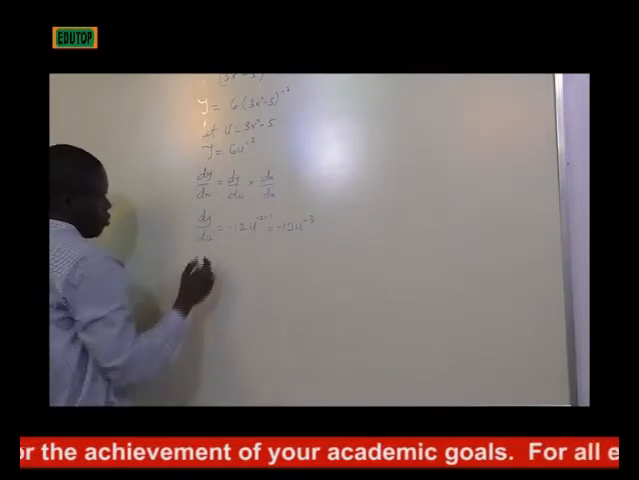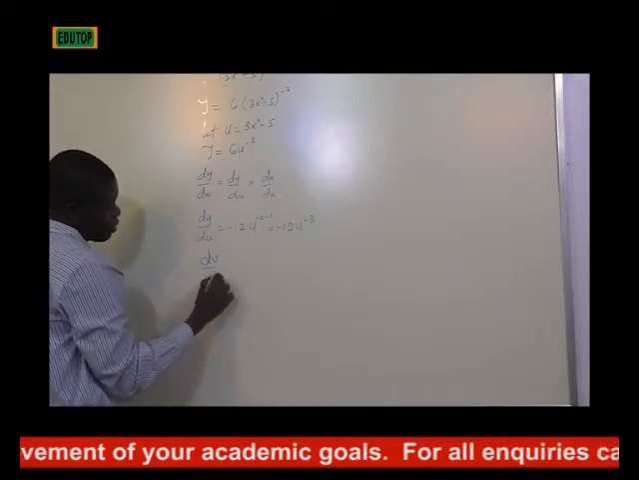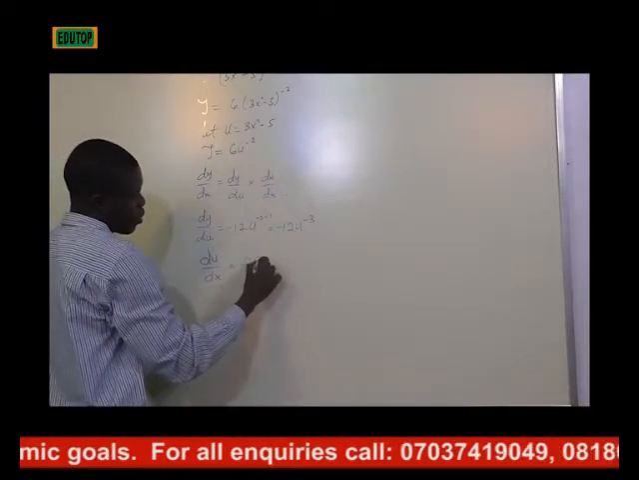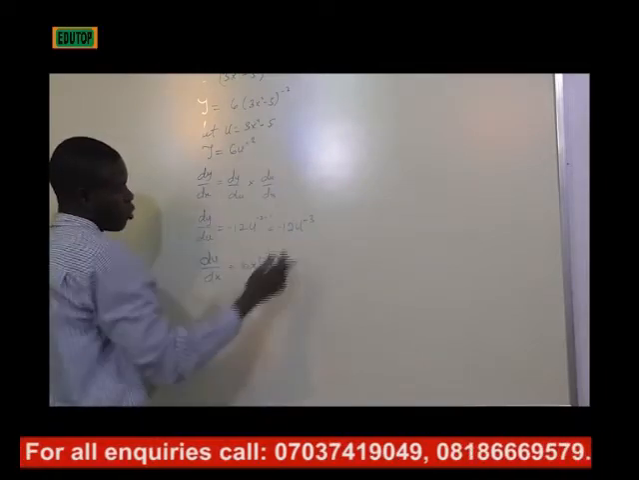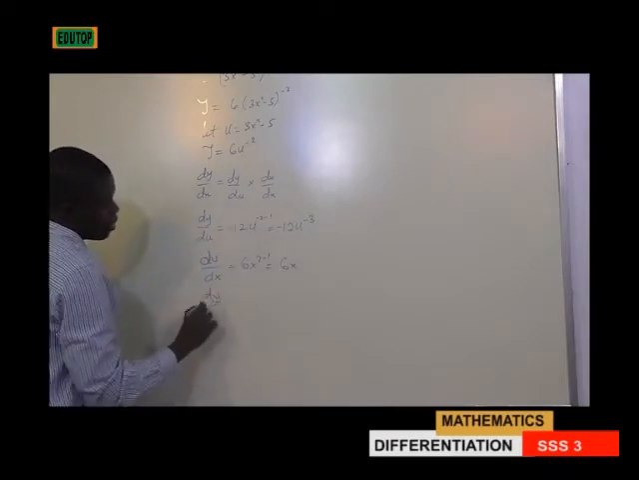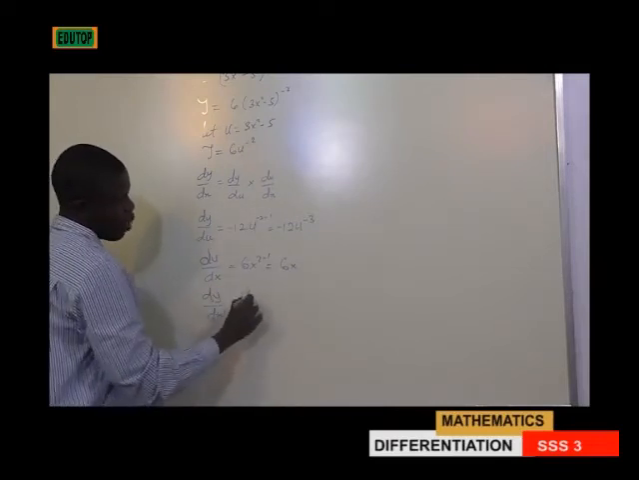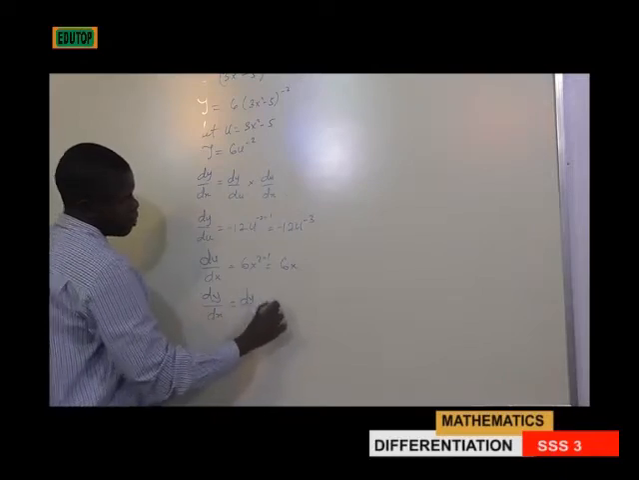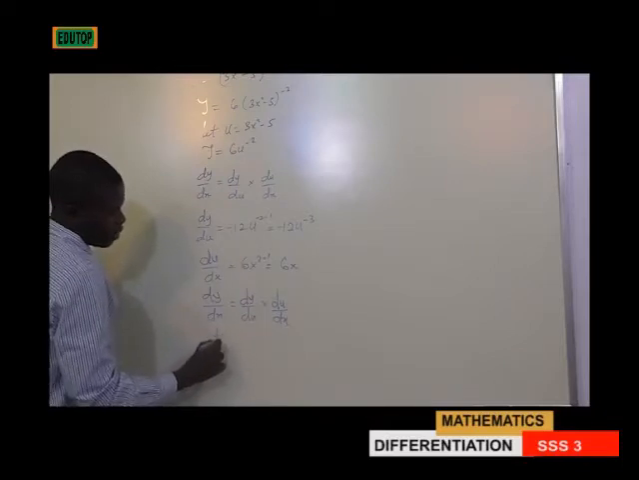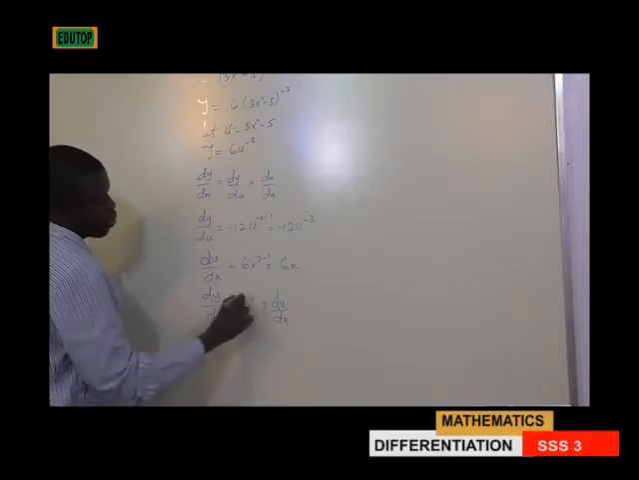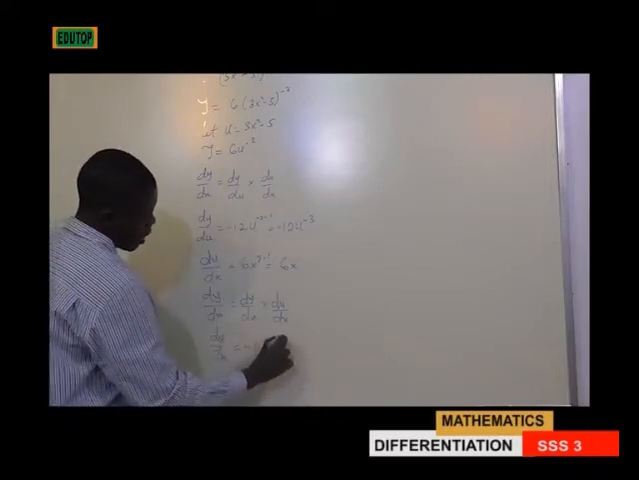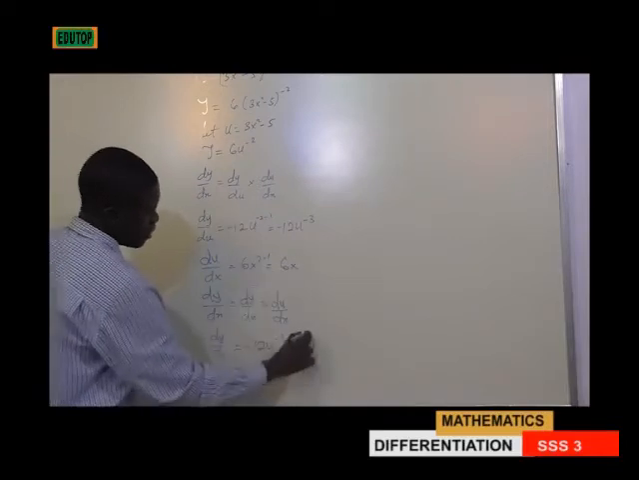Then we differentiate du/dx. 2 times 3 is 6. Subtract 1 from the power, that becomes 6x squared minus 1. Differentiate the constant, 0. So you have 6x. So our dy/dx now becomes dy/du times du/dx. So dy/dx will now be equal to, what's our dy/du? That's minus 12u raised to power minus 3 times du/dx as 6x.